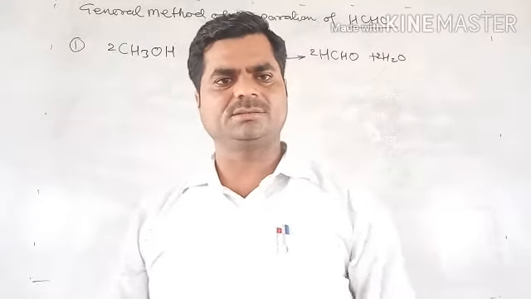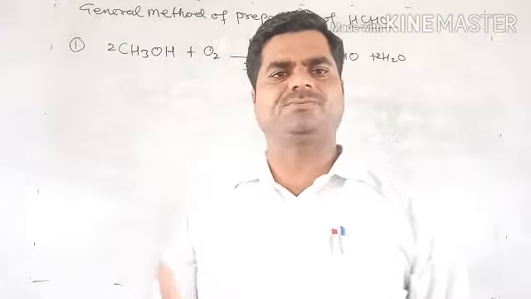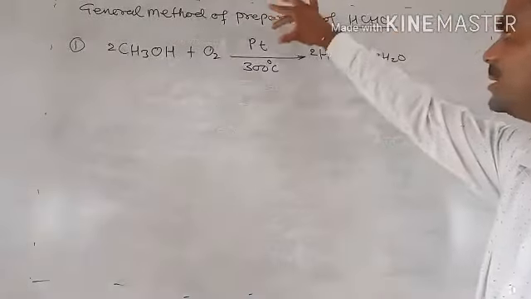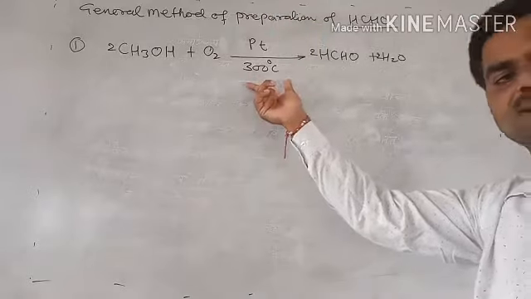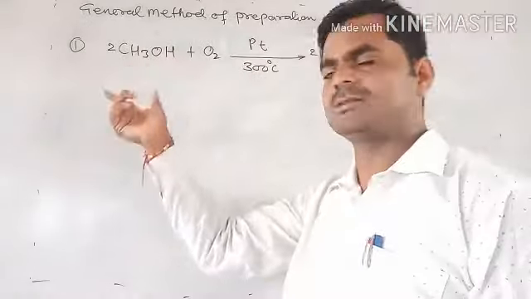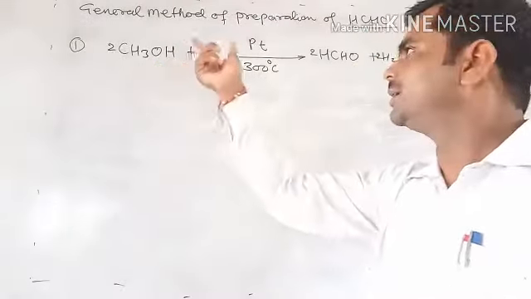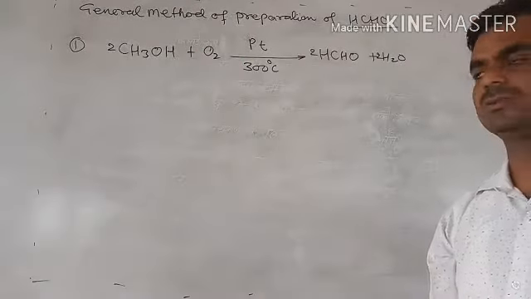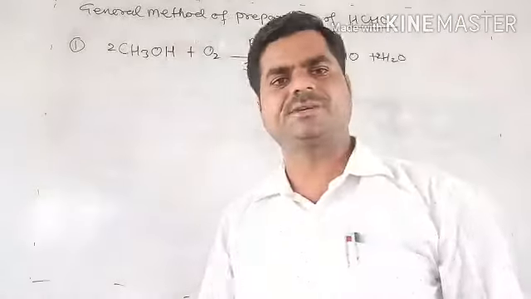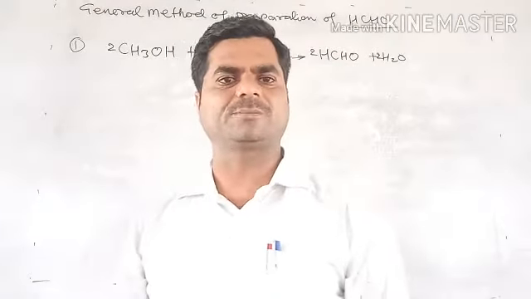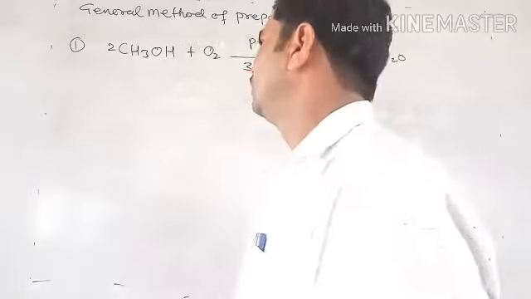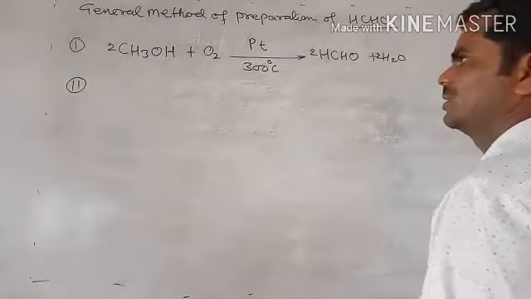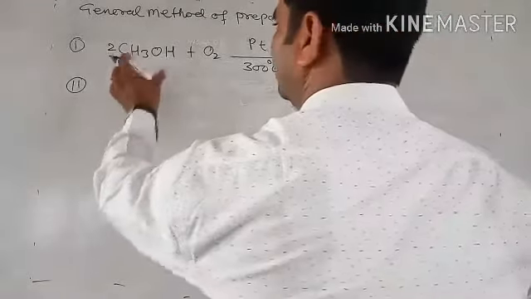This reaction stands for the formation of formaldehyde. It means we can form it very easily in the presence of a platinum catalyst at 300 degrees Celsius. Okay, students, the vapor of methyl alcohol reacts with O2, meaning air. As a result it forms formaldehyde. So with the help of this reaction we can form formaldehyde, and it is the general method of preparation of formaldehyde.